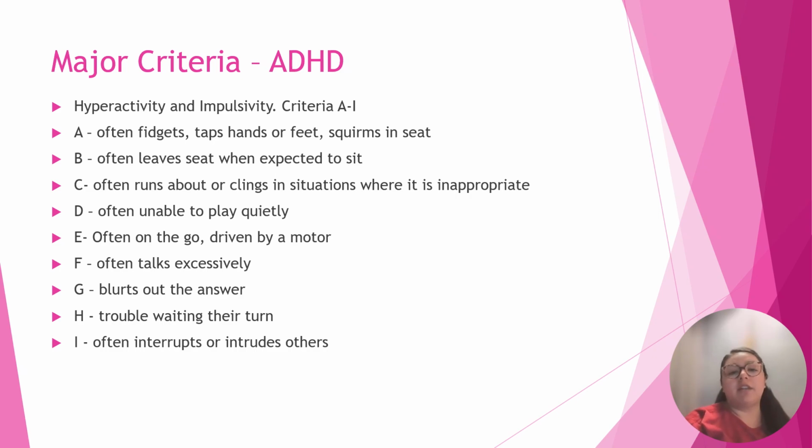Criteria H, often has trouble waiting their turn, like in line or playing with other children. Criteria I, often interrupts or intrudes on others. They may butt into the conversation, goes into that interruption again. They may start using other people's things without asking or receiving permission. And then for adults, this may look like intruding into others' activities or taking over what they're doing.